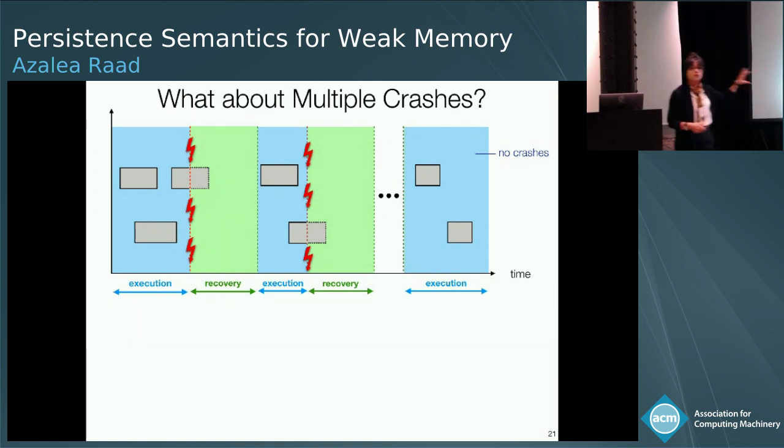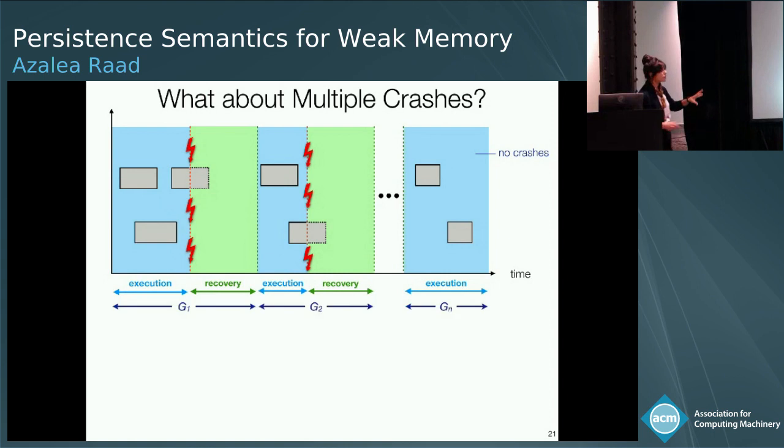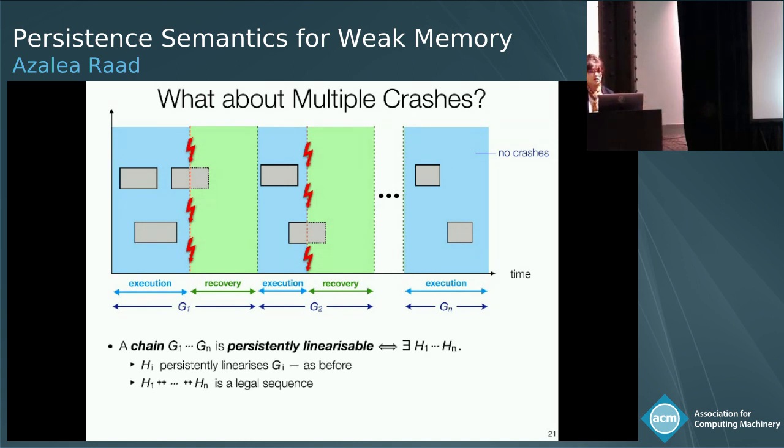So what does it mean for this multiple-crash execution, for this chain, to be persistently linearizable? Let's give some names to this: era 1, era 2, up to era n. For this chain to be persistently linearizable, exactly as before, you will first have to show, individually for each of these eras, that they are persistently linearizable. And additionally, you will have to show that the concatenation of all those total sequences that you found for each of these executions, if you put them together, still yields a legal sequence. And that's our general definition of persistently linearizable with multiple crashes.